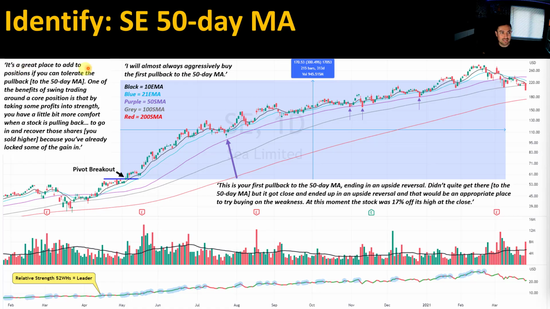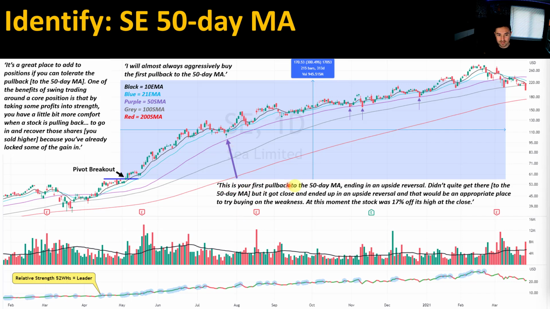So it's a great place to add to positions if you can tolerate the pullback to the 50-day moving average. One of the benefits of swing trading around a core position is that by taking some profits into strength, which we're going to come on to a little bit later, you have a little more comfort, when a stock is pulling back, to go in and recover those shares you sold higher, because you've already locked in some of the gain. So here you can see this is an upside reversal bar, holds just above the 50.